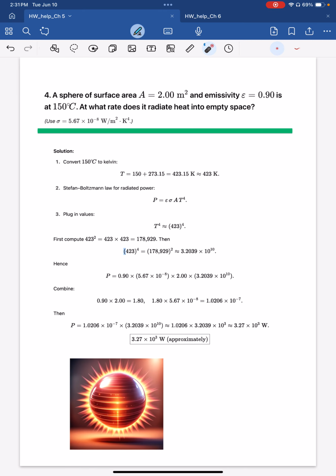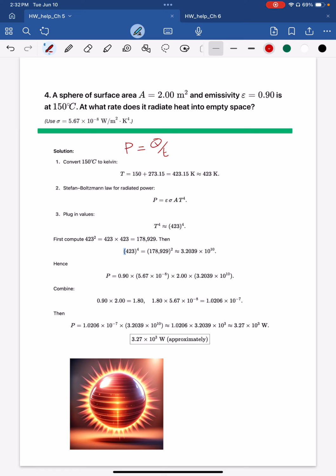Number 4, a sphere of surface area A is equal to 2.00 meters squared and emissivity 0.90 is at 150 degrees Celsius. At what rate does it radiate heat into empty space? So this question is about radiation. And we have a long formula for radiation. And the formula for radiation is typically written as Q over T. Now that's heat by time. Now that's also called power.